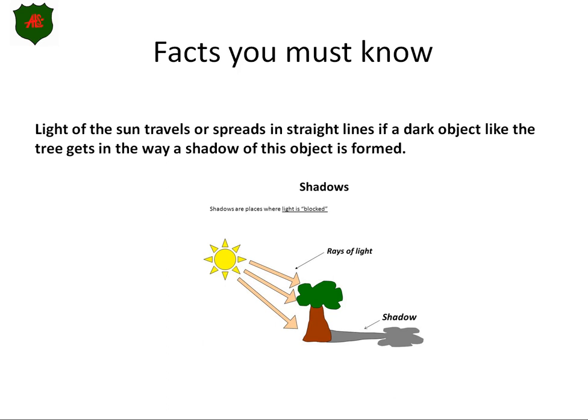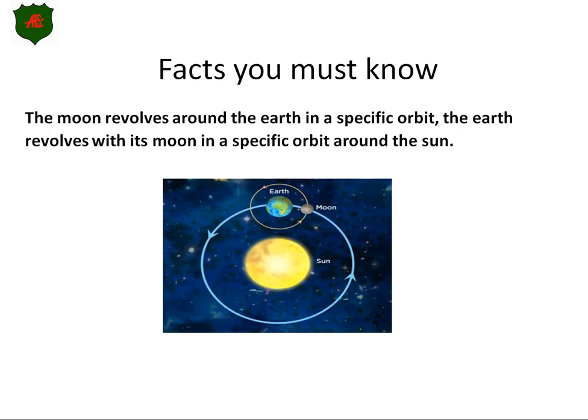like a tree, for example, like here in the picture, a shadow of this object is formed. So you can see here in the picture, a tree blocks the sun rays, and so the shadow is formed on the ground. So why do we need to discuss this? We need to discuss this to know that the same thing happens in the case of the solar eclipse.